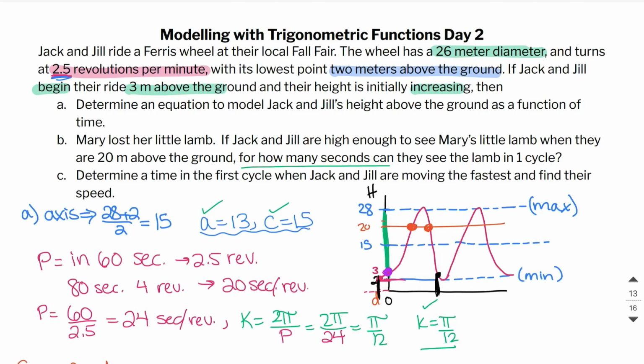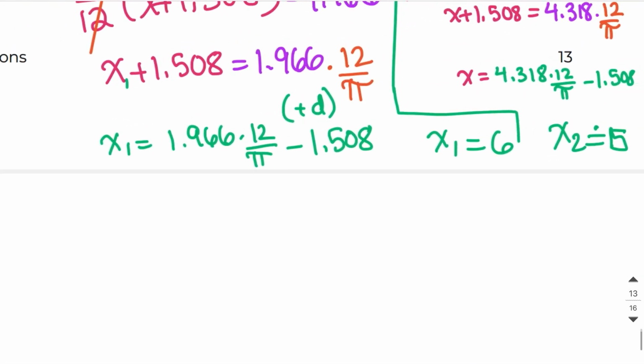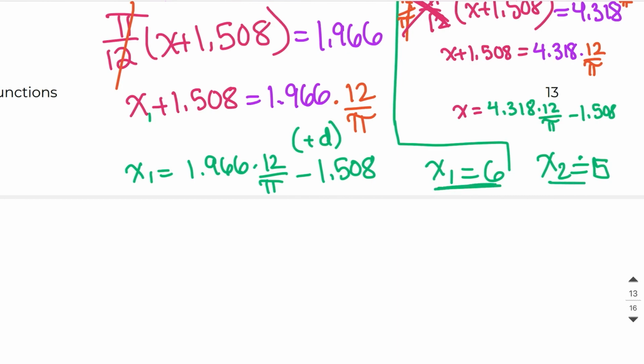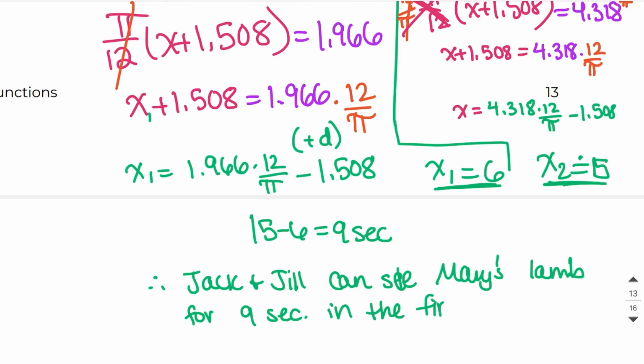But the question is asking you for how many seconds can they see the lamb in one cycle. So they first see the lamb at 6 seconds, and then they see the lamb again at 15 seconds. So they see it for a total of 15 minus 6, which is 9 seconds. So therefore, Jack and Jill can see the lamb for 9 seconds in the first cycle.